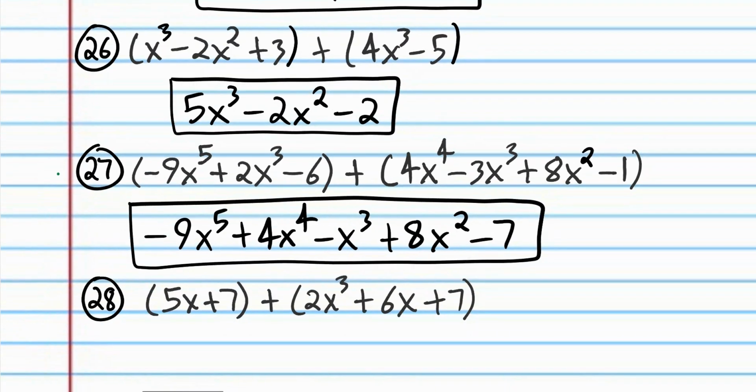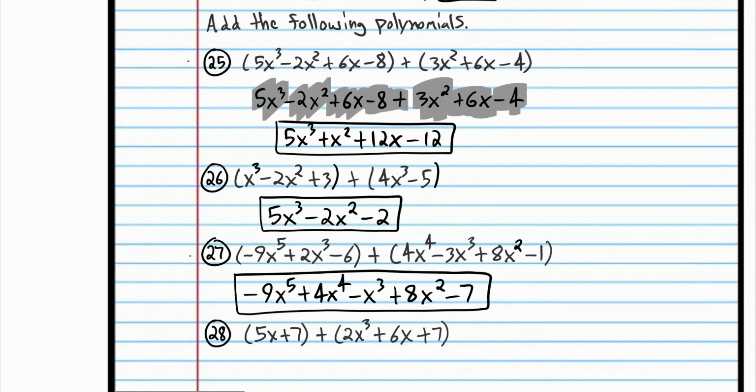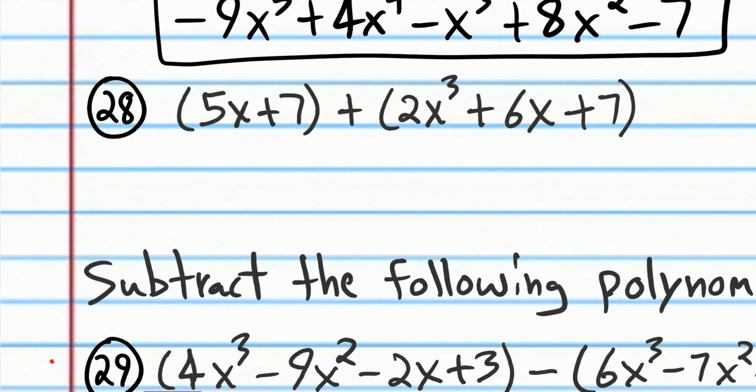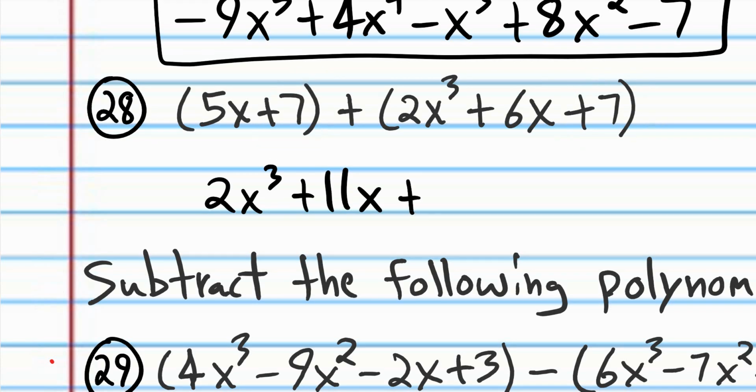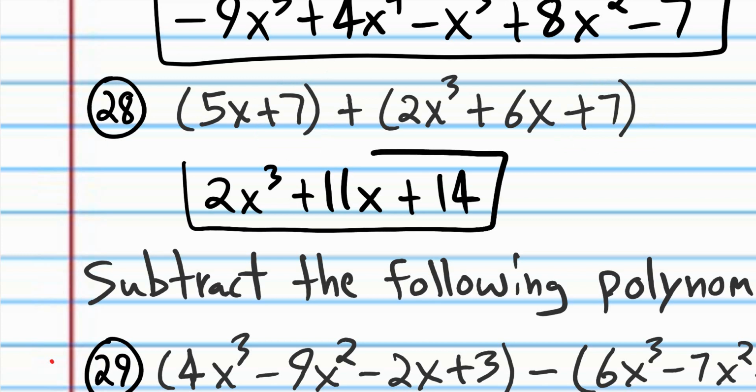If you got that answer, good job. Try number 28, and when you come back, we'll do it together. All right, we're back. So we have a 2x cubed term. And by the way, it doesn't actually tell you to write in descending order of powers, but it's better to write the highest power first. That's just traditional. 5x plus 6x is 11x. And 7 plus 7 is 14. So if you got that answer, excellent.